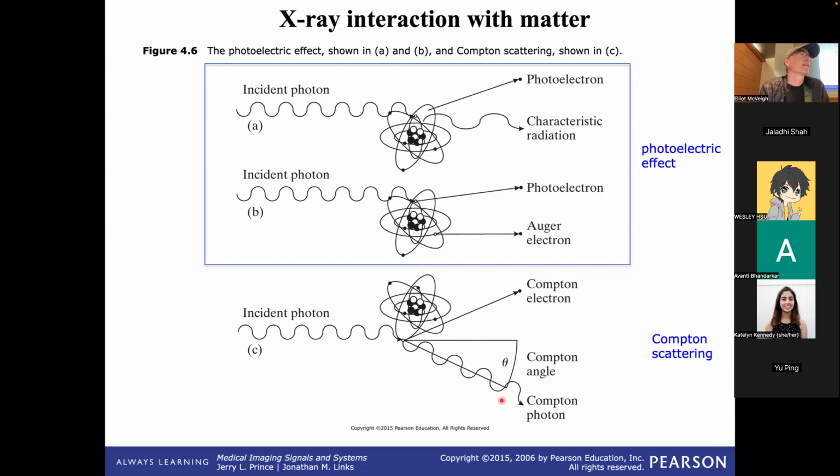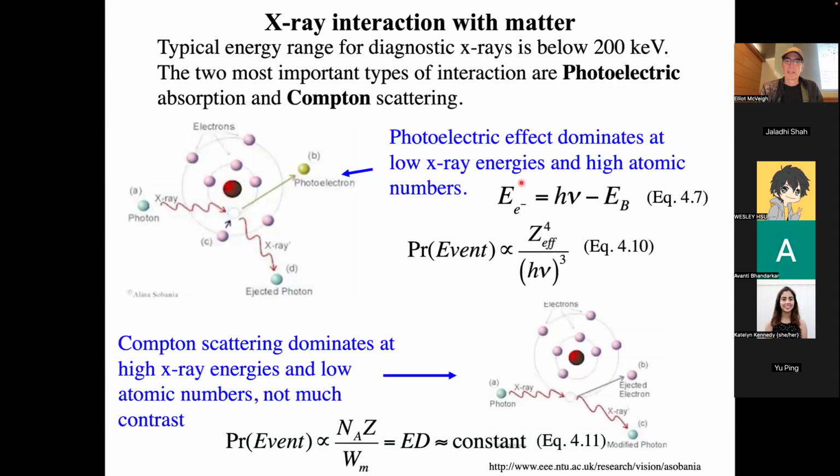Sorry, the characteristic radiation in the first graph, is it a photon too? Yes, the characteristic radiation is a photon. Okay. And what are the relative probabilities of these two events occurring?